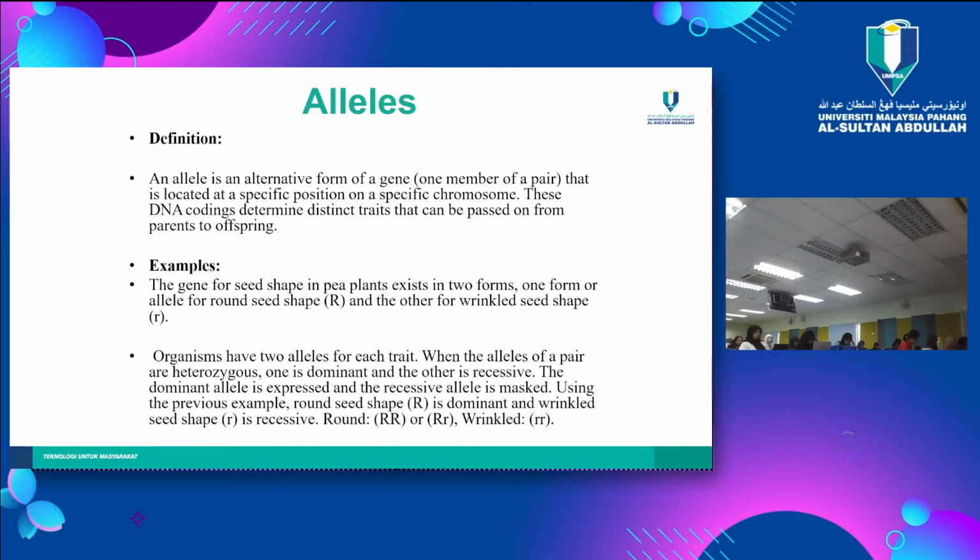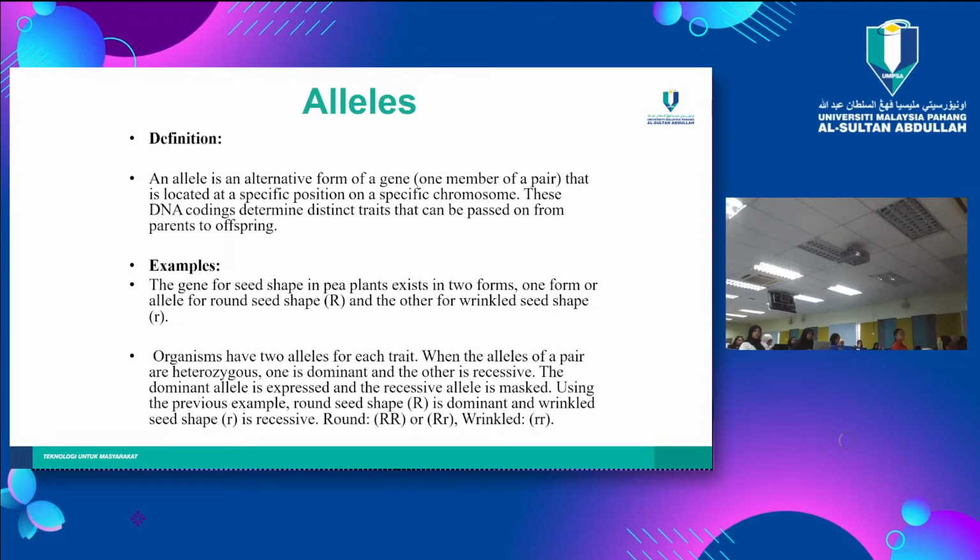So let's understand what alleles are again. It's an alternative form of a gene, one member of a pair that is located at a specific position on a specific chromosome. This is very important. What you need to understand is you have pairs of chromosomes. Different organisms have different sets of chromosomes, and in your own body, you have 23 pairs of chromosomes. So in total, there will be 46 chromosomes. I want you to understand that.